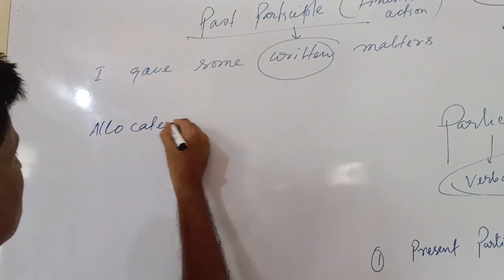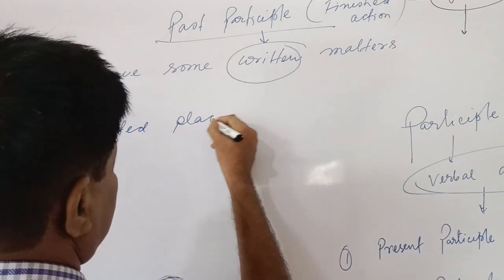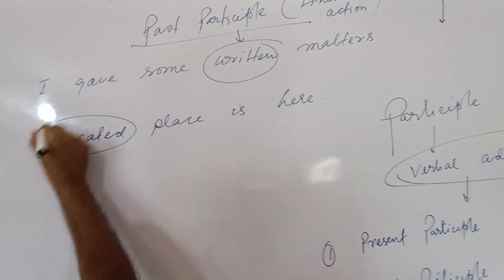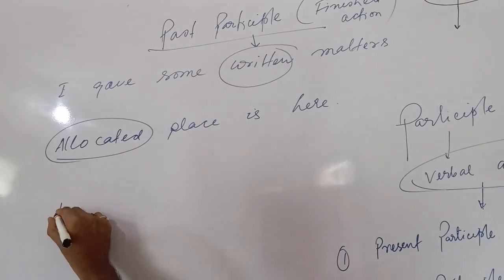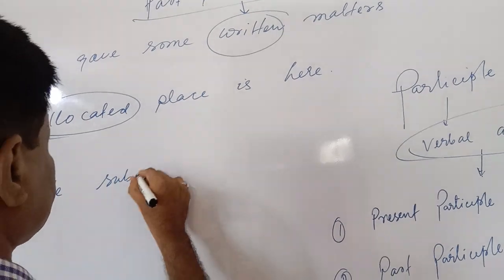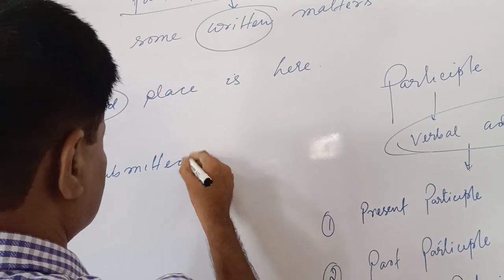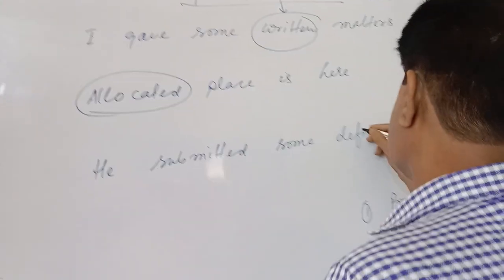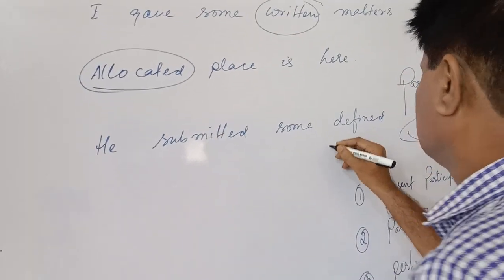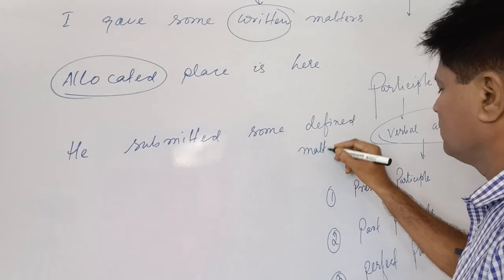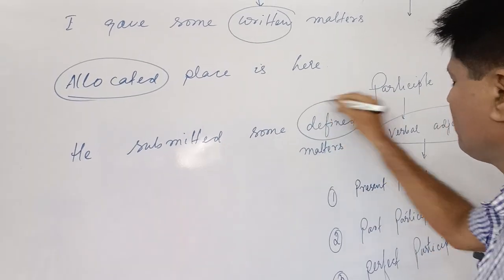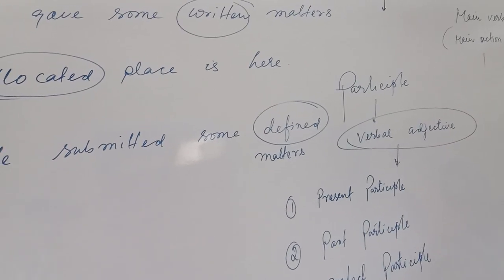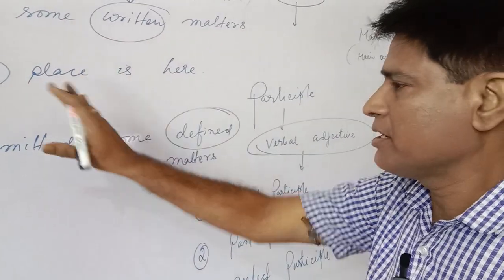Allocated place is here. In this sentence, allocated is called past participle. He submitted some defined methods. In this sentence, defined is called past participle since it denotes a finished action. Past participles are used in this way.